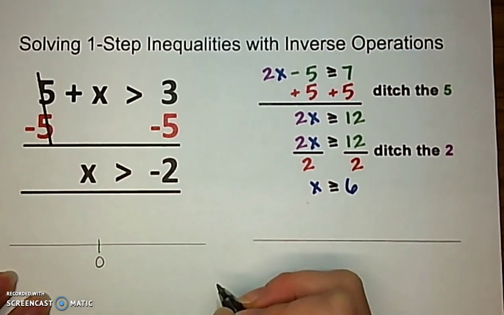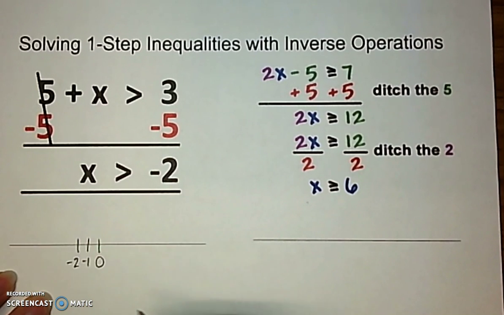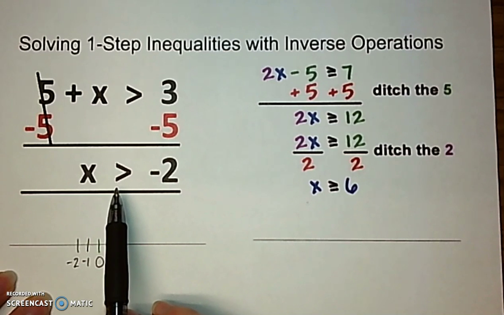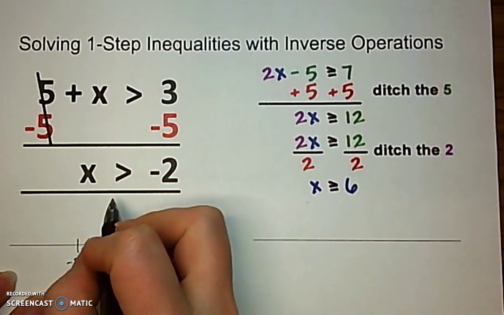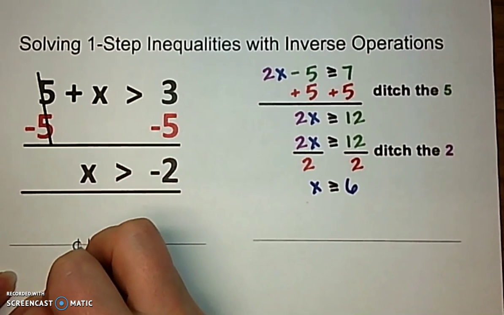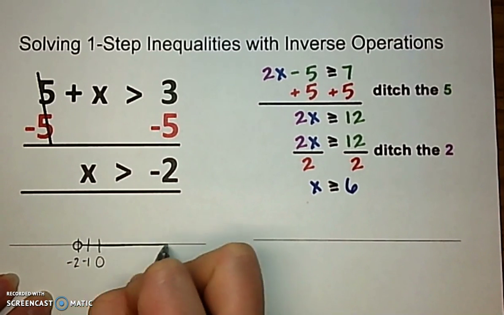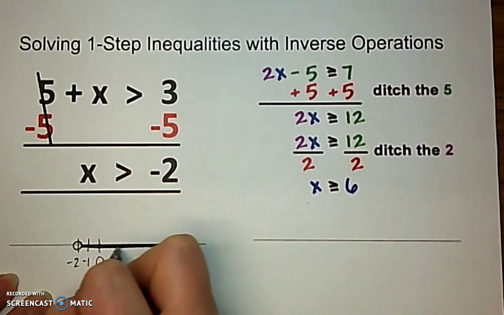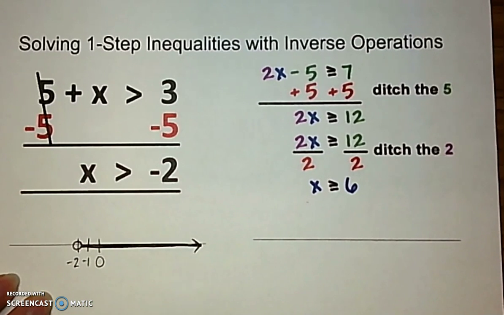So if I start at 0 here, negative 1, negative 2, I need to graph these because it's not an exact answer. It's everything that's greater than negative 2. Since I don't want to include negative 2, there's no line underneath here that says greater than or equal to, I put an open circle. Greater than would go to the right. So that means that everything going this way is a possible answer there. Everything greater than negative 2 is a possible answer.